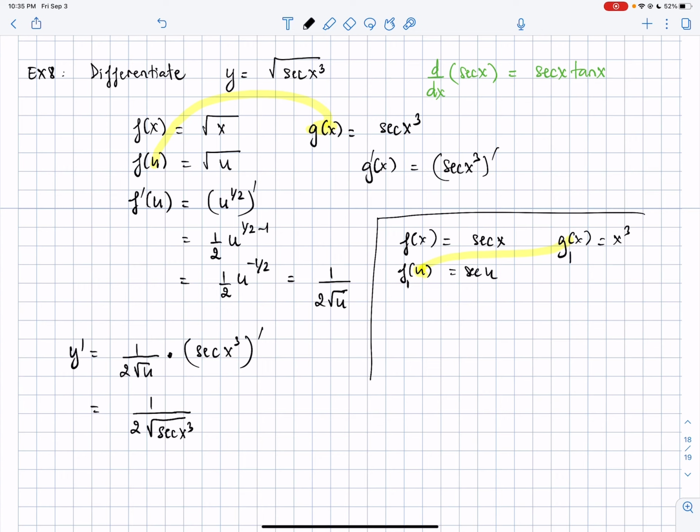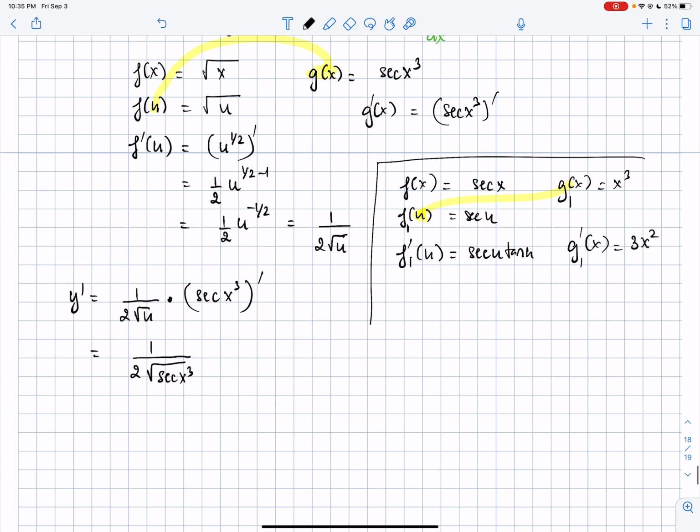f1 and g1. Then we take the derivative, f1 prime of secant of u. The formula we learned is secant u tangent u. So we look at the one we learned in the section before in the green color, okay? And then g1 prime, we apply the power rule, so 3x squared. Now we multiply secant u tangent u, f and g together, times 3x squared.